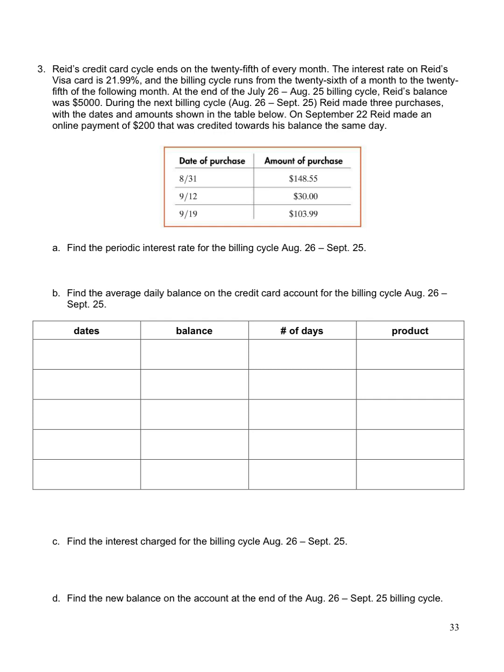On September 22nd, Reed made an online payment of $200 that was credited towards his balance the same day. So I'm just going to write that down here. On September 22nd, he made a payment of $200. Just going to add it to that little table. Okay, part A. Find the periodic interest rate for the billing cycle, August 26th to September 25th.